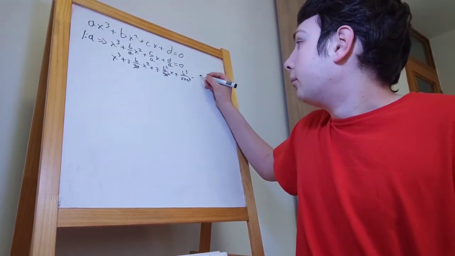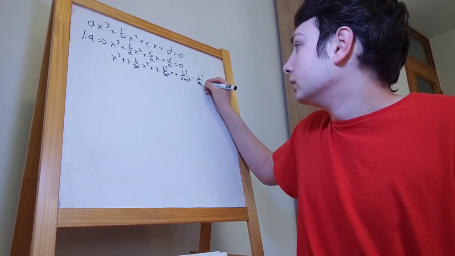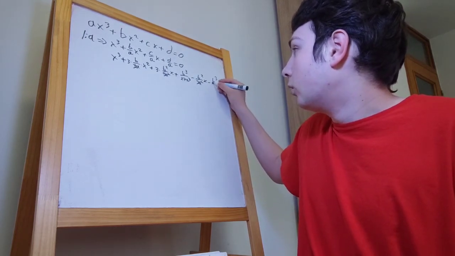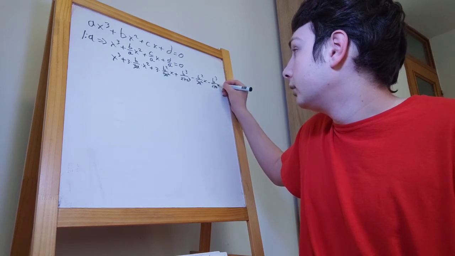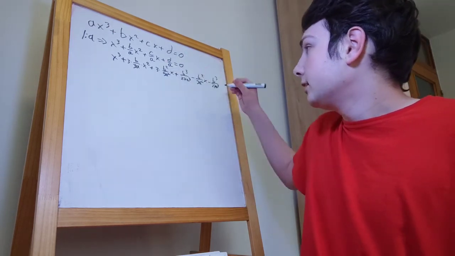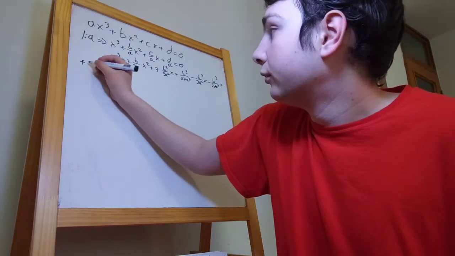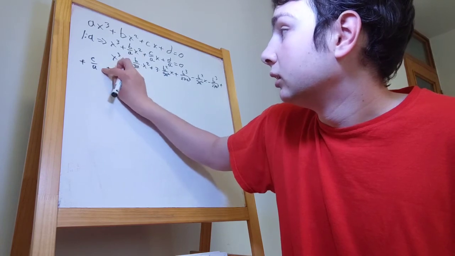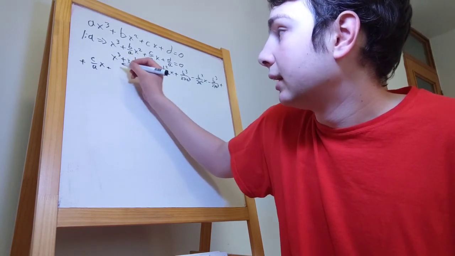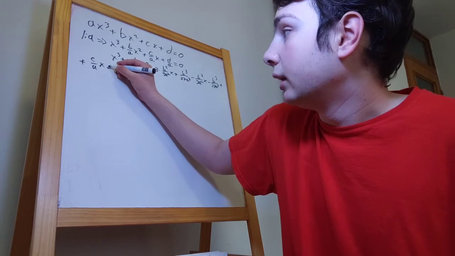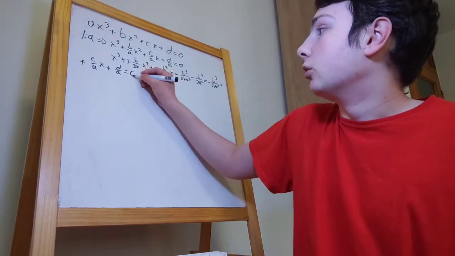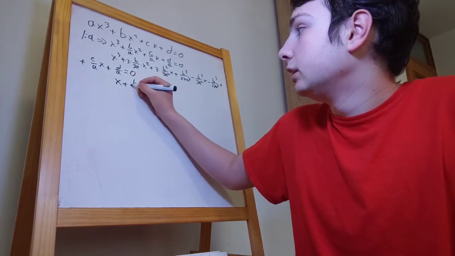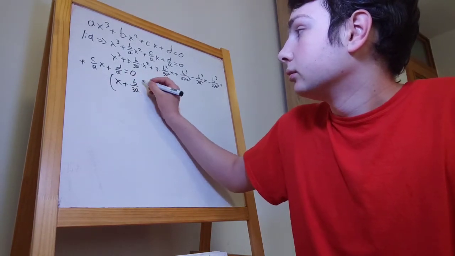We get minus b squared over 3a squared x minus b cubed over 27a cubed, and then we add what's left, plus c over a x plus d over a, and that is equal to 0. These factors have to be (x plus b over 3a) cubed.